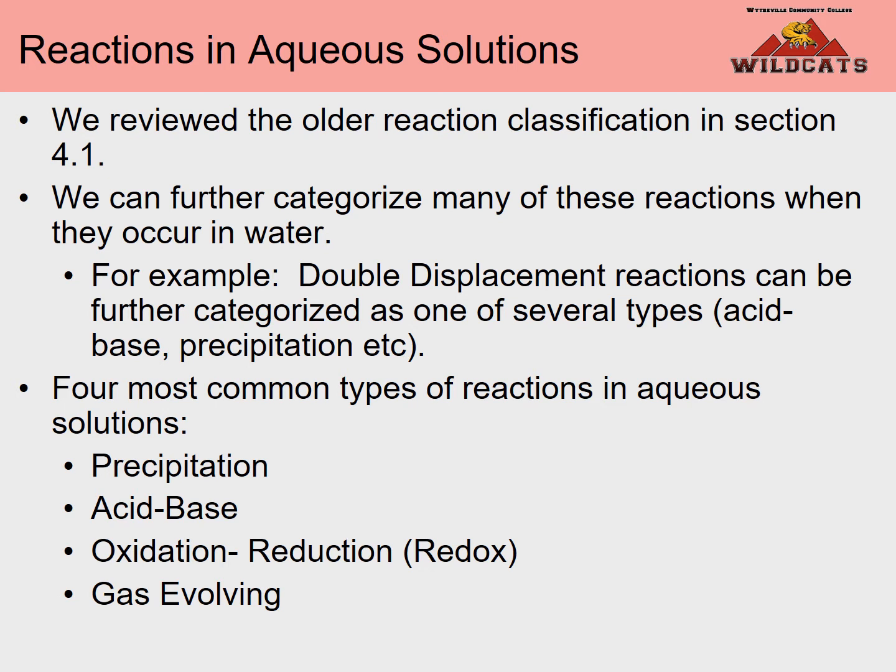So in the first section, we reviewed the old classification system, or the one that's used in high school. The reason that it's used is it's easy for beginning chemistry students to understand. The problem is it leaves a lot of ideas out. So chemists actually use a more detailed system, and the four most common types of reactions found in aqueous solutions, or the ones that we find at a little bit higher level chemistry, are precipitation, acid-base, oxidation reduction or redox, and gas evolving reactions. And we'll take a look at each of these.